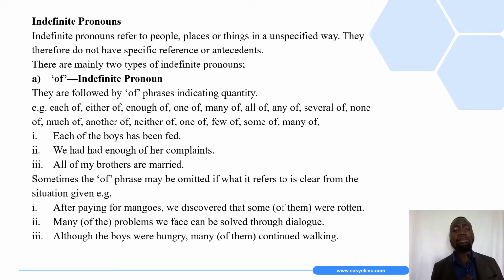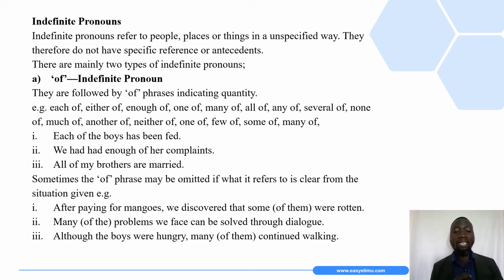Sometimes the "of" phrase may be omitted if what it refers to is clear from the situation given. That is, there are times when we are allowed to omit the "of" phrase, when whatever we are trying to communicate is clear. So consider the examples below. After paying for mangoes, we discovered that some (of them) were rotten.